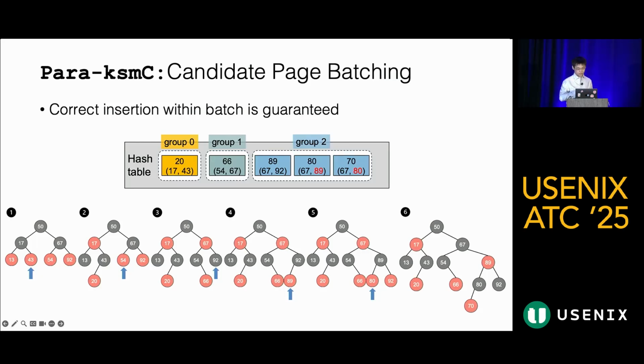So this figure shows a step-by-step example. The blue arrow indicates the insertion spot for each page. Let's walk through the insertion of page 80 again as an example. So in step 4 here, we can see page 89 is inserted, and then between step 4 and step 5, we can see the tree is rebalanced. Page 89 is recolored and also promoted.